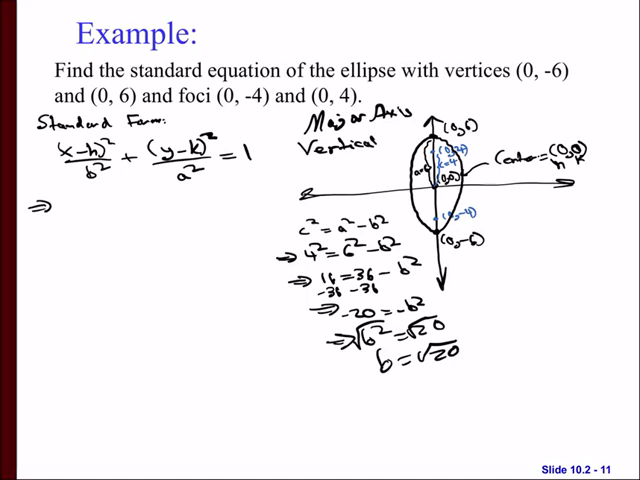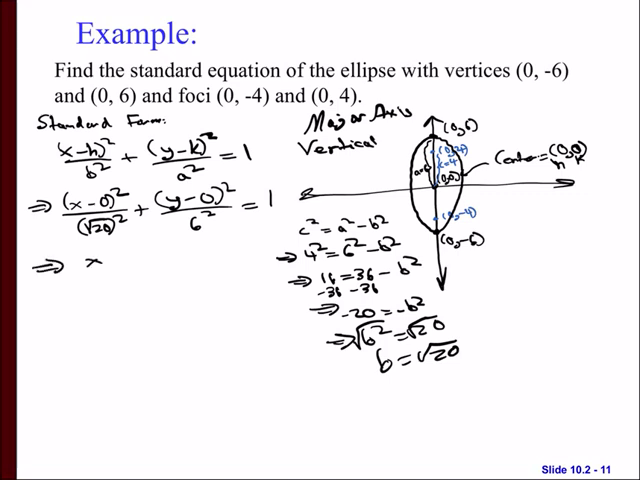Let's plug in information. So our equation: (x - 0), x minus the x-coordinate of the center, squared over b squared, which we just found, the square root of 20 squared, plus (y - k), and y minus k is y minus 0. We're centered at the origin, right? So the y-coordinate of the origin is 0. Divided by a squared. a is the distance traveled from the center to the vertices, which is 6 units. And that equals 1. So there's our equation.